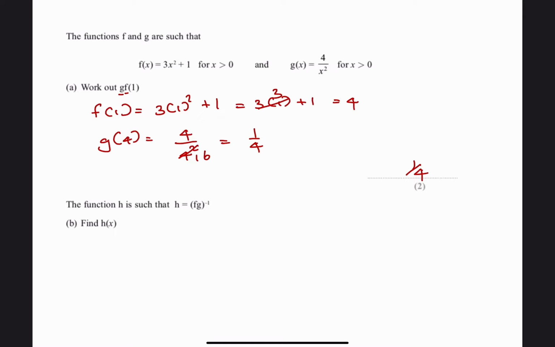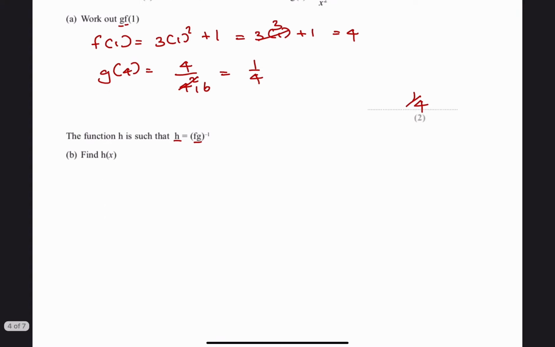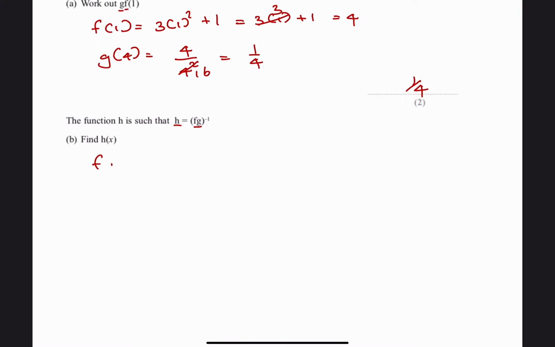you want to do h of x. h of x is actually fg, but the inverse of fg. Let's do the fg first. If they tell you fg of x, how do you do fg of x? That's the first thing to do, because h is fg inverse, technically the whole thing inverse. We'll do that later. Let's do the fg of x first.